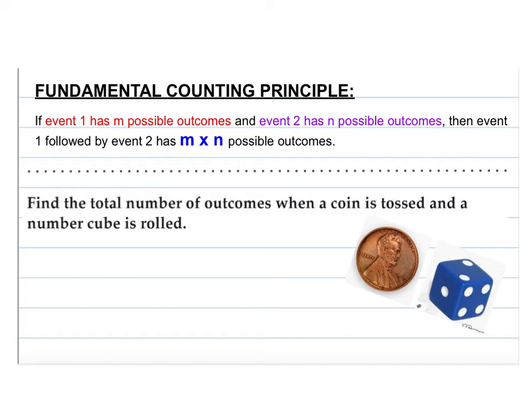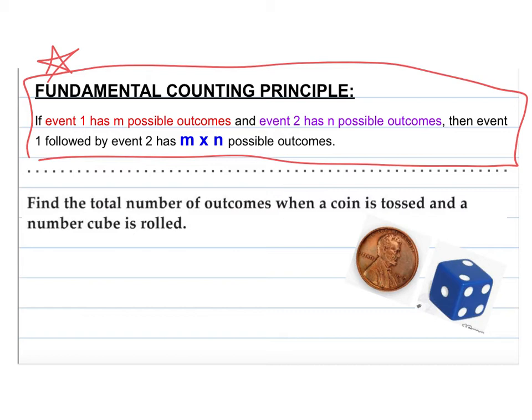Okay, now the fundamental counting principle. This is another way to find total outcomes without having to make tree diagrams. So write this down here. This is like the rule or how we find it. So if event 1 has m possible outcomes, m being a number that we would plug in depending on how many outcomes there are, and event 2 has n possible outcomes, again plug in a number for n, then event 1 followed by event 2 has m times n possible outcomes. So what it's saying is you take the outcomes of one event and you multiply it by the possible outcomes of the second event, and that would tell you the total possible outcomes.